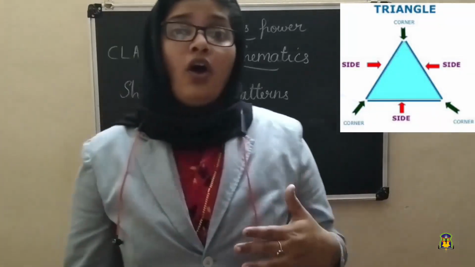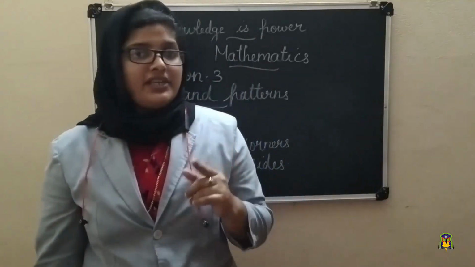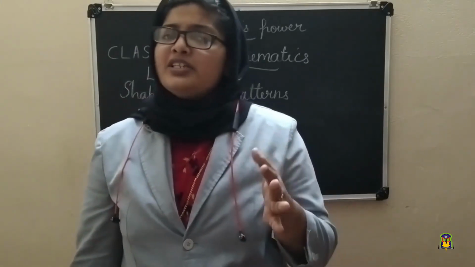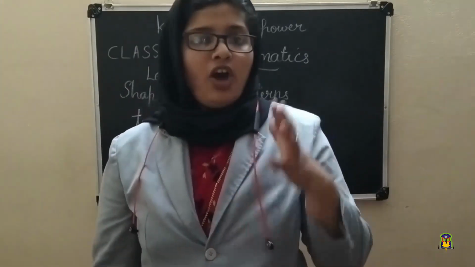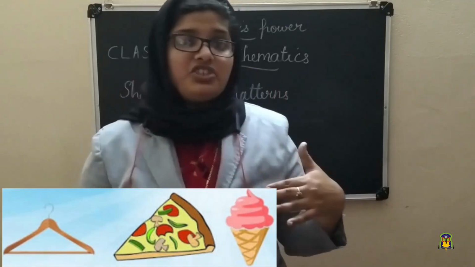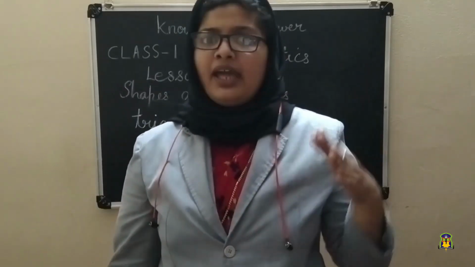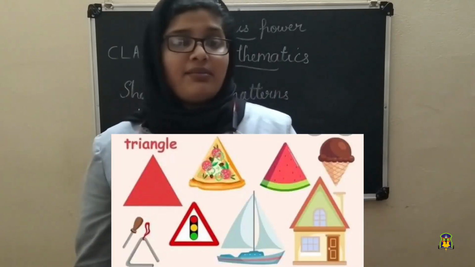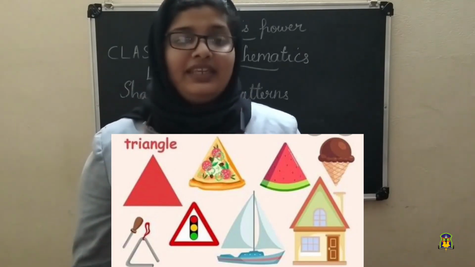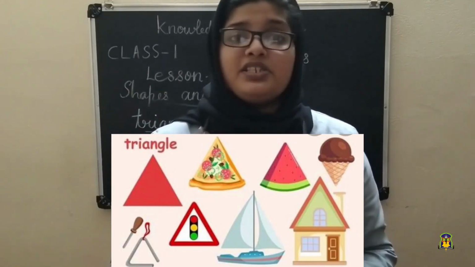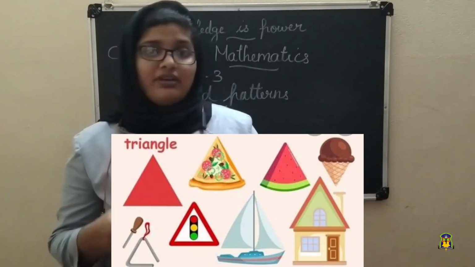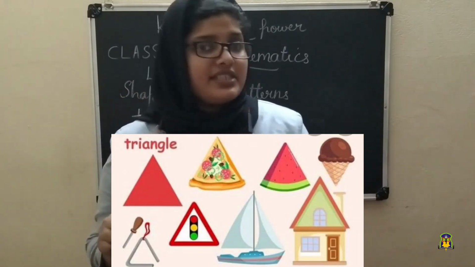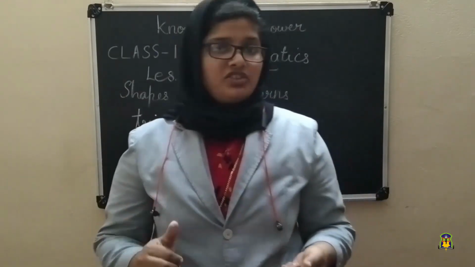Next, all of you look around. Find some examples for triangle. Yes. Always you are eating pizza, isn't it? So, a piece of pizza is in which shape? Triangle shape. Then cheese, triangle shape. Then say some other examples. Yes, now you can see some examples of triangles. Okay, so all of you look here. These are the examples of triangle shape.